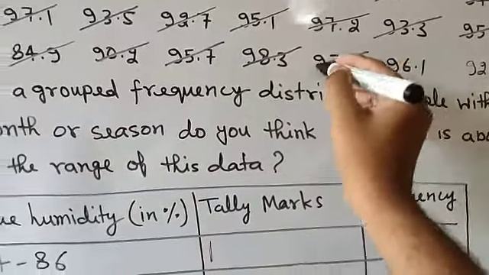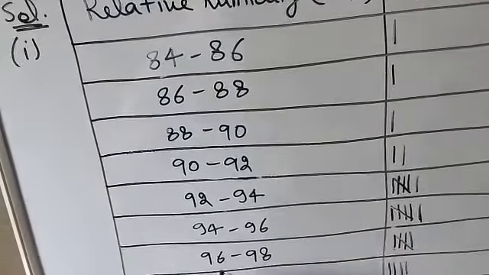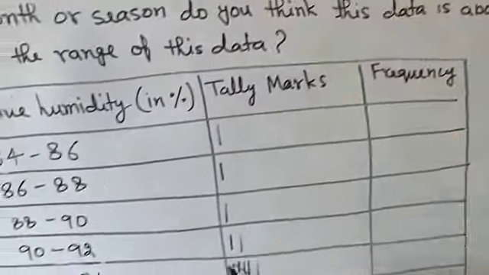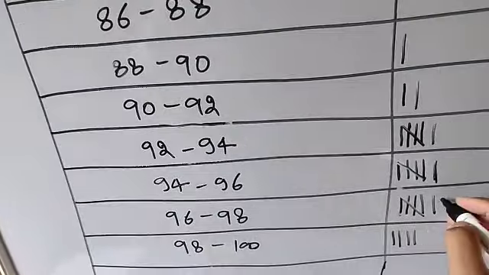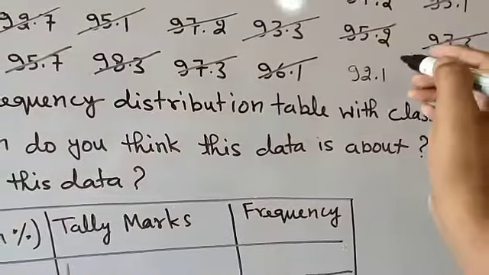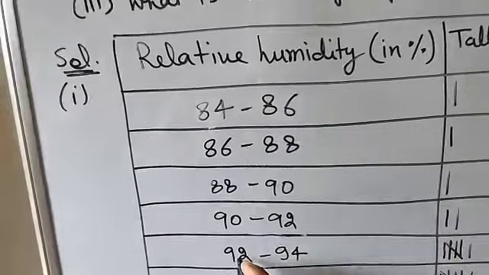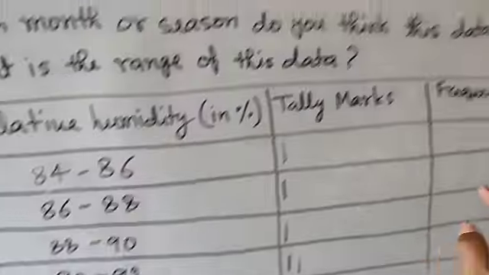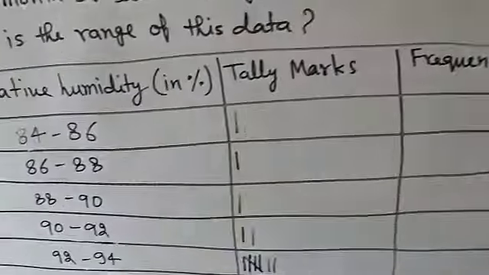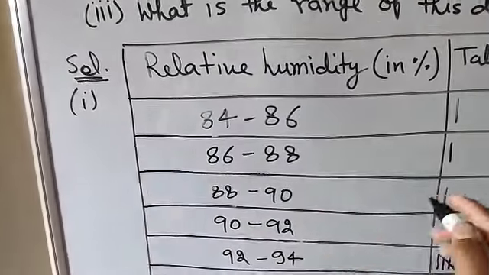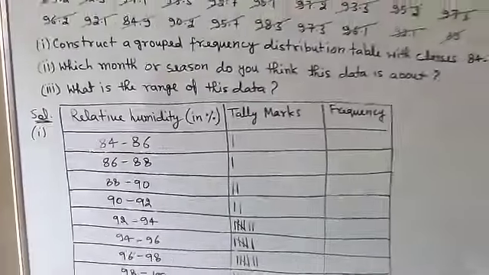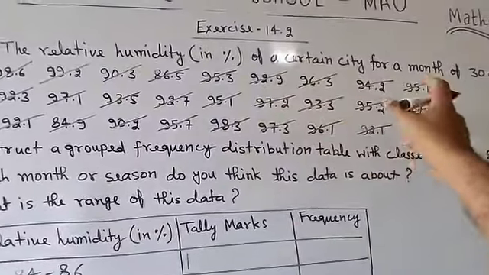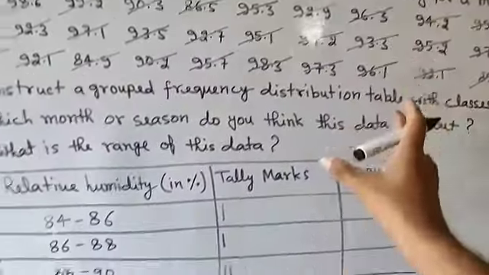Then 97.3, cut it here, and it will exist between 96 and 98. Then 96.1, cut it here, and again it will exist between 96 and 98. Then 92.1, cut it here, and it will exist between 92 and 94. And the last one is 89, so cut it here, and 89 will exist between 88 and 90. So here you can find that all these values are cut here. It means that all the values are represented here.